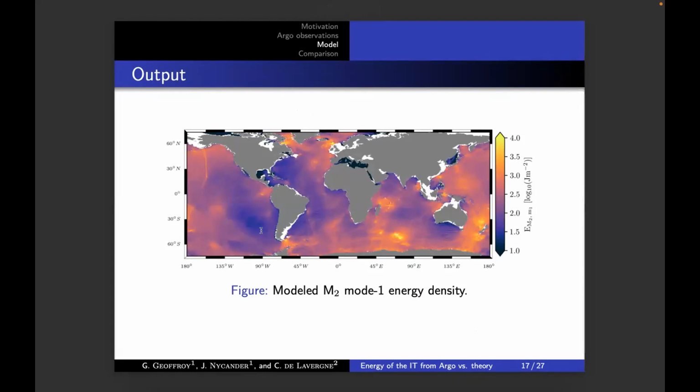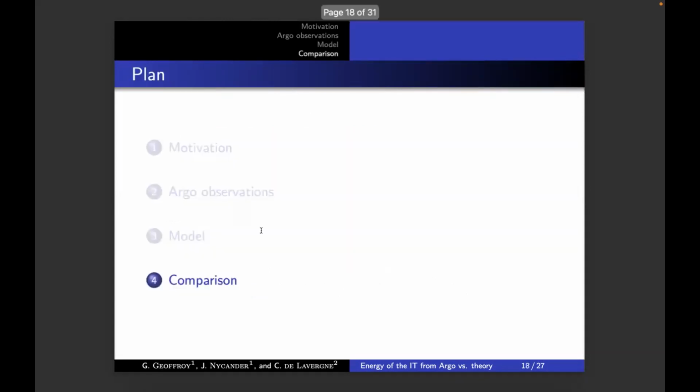And we want to compare that with Argo. Now that's a bit tricky because, as you recall, Argo was only recording the variance at a single level. So we have to go from this single level variance to a depth integrated energy, which is not that easy because we cannot decompose the Argo variance into modes. We don't have this information from the Argo data.